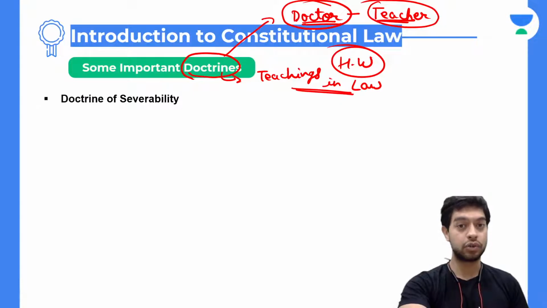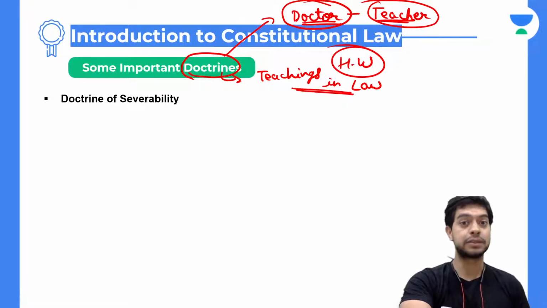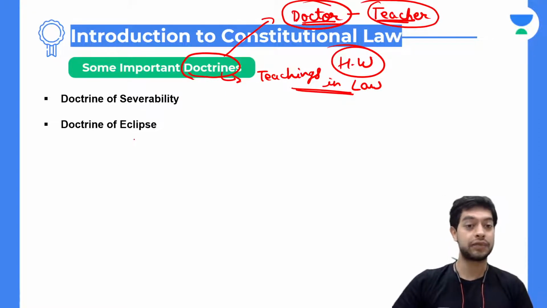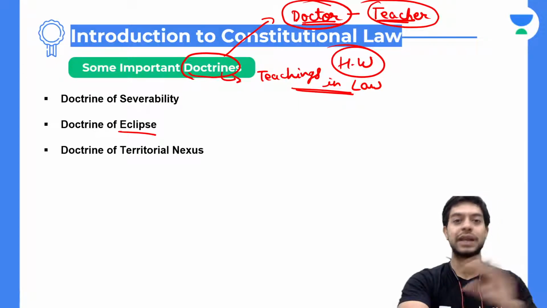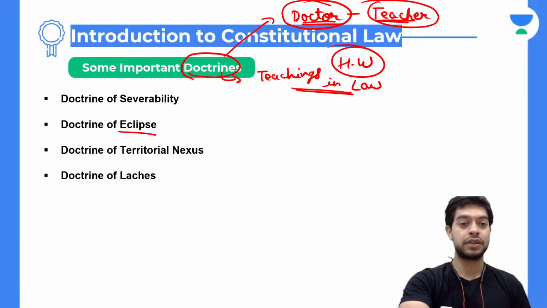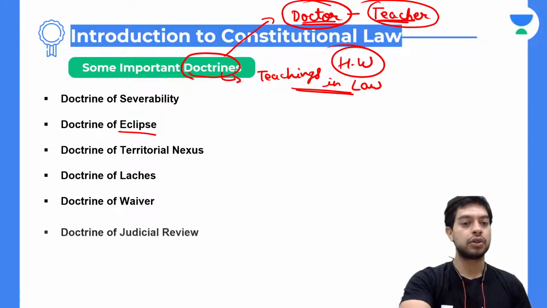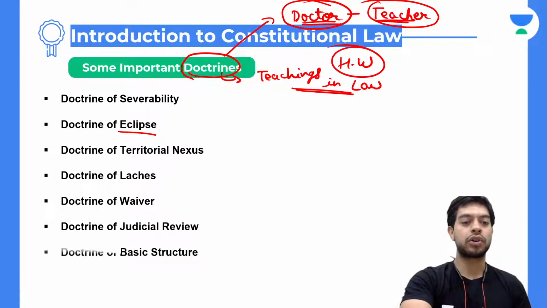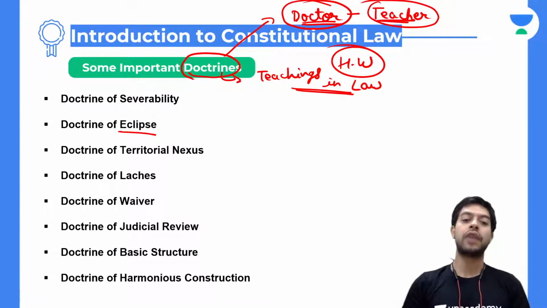And the important doctrines of the Indian Constitution that you need to study are doctrine of severability. It is also known as doctrine of separability. I will discuss it in a special class. Doctrine of eclipse. Eclipse मतलब ग्रहण लगना, like lunar eclipse and solar eclipse. तो हाँ, ये बिल्कुल उसी से related है. Doctrine of eclipse is very important. I will discuss it as well in another class, in which the class will specifically be devoted to the important doctrines of constitutional law. Doctrine of territorial nexus, doctrine of laches, doctrine of waiver, doctrine of judicial review, and doctrine of basic structure, and one more, doctrine of harmonious construction.